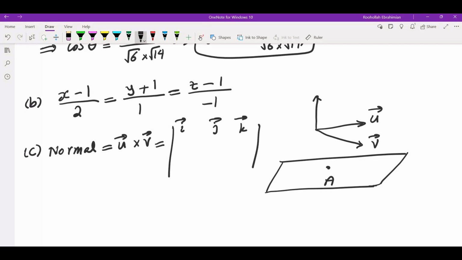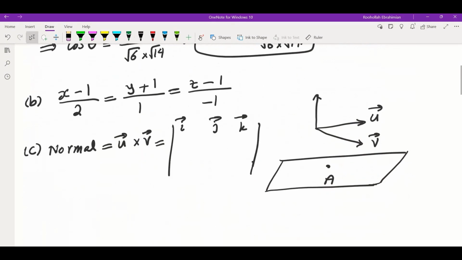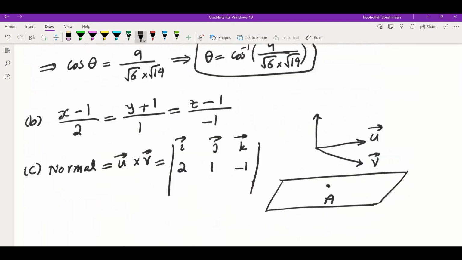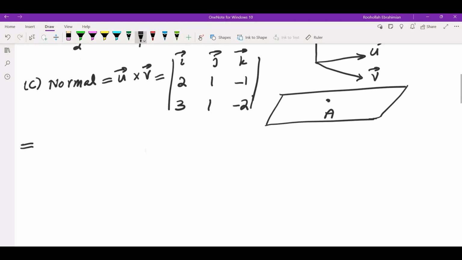So let's evaluate u cross v. u is 2, 1, negative 1, and v is 3, 1, negative 2. So we're going to evaluate that. That would be our normal vector, and then we're also given a point, and then we can write down the equation of the plane. So this would be i times negative 2 plus 1, minus j times negative 4 plus 3, plus k times 2 minus 3.